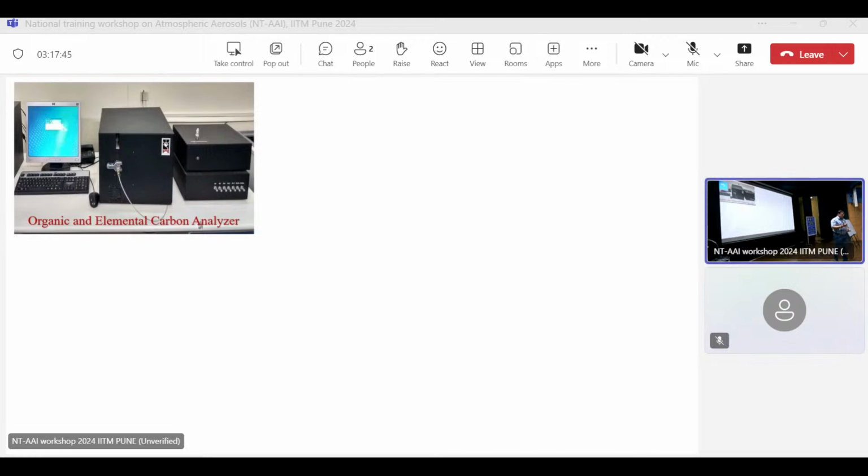Why is it called thermal optical? Because you put the sample, the filter, on a boat. You put the filter inside, and wherever you are putting it, you can change the temperature. So there are some established protocols, which is NIOSH 5040 or IMPROVE, or some European protocol also.